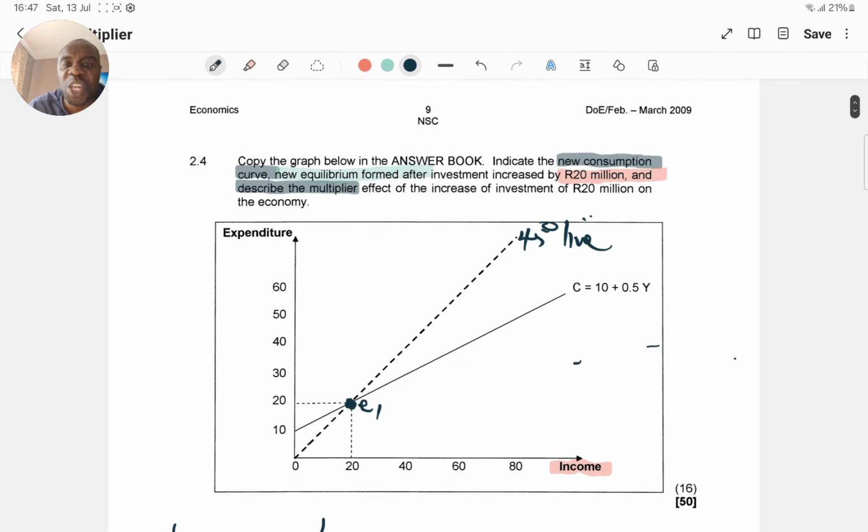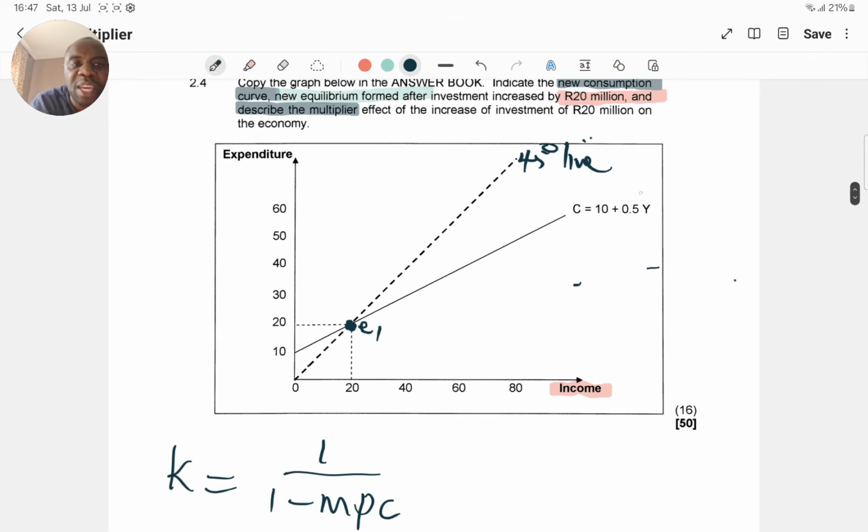Bear in mind that on this question, we were not given the value of our marginal propensity to consume. We had to figure it out from the diagram. We said that this 0.5 is our MPC. Remember that MPC plus MPS, which is marginal propensity to save, will always be equal to 1. So you cannot say that my MPC is 10. The examiner could have given you the MPS, and you can work out your MPC from the value of your MPS.